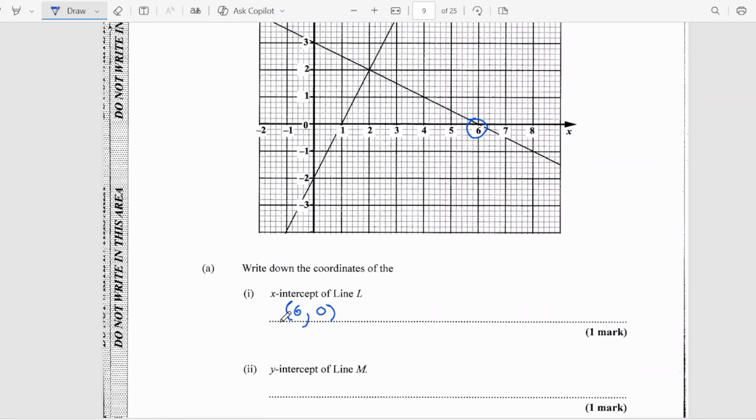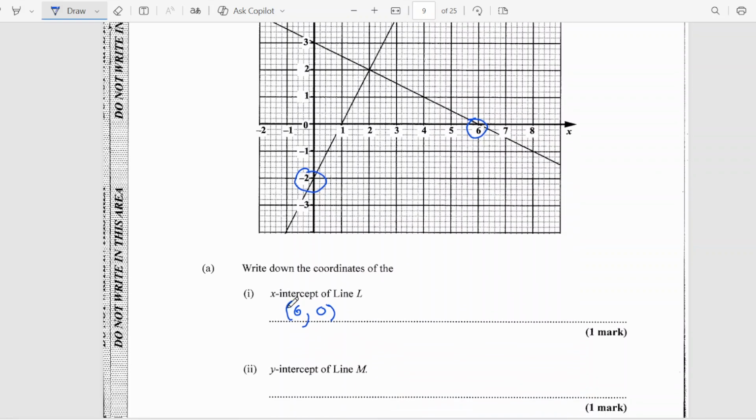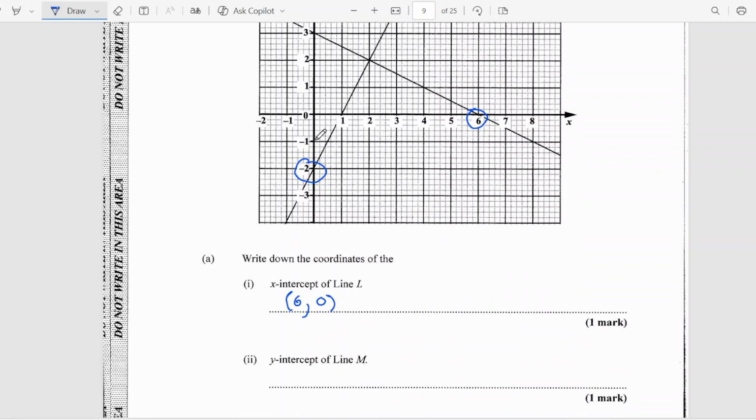Then we want the y-intercept of line M. The y-intercept is where line M intercepts the y-axis. This is your y-axis, so it intercepts at this point here, right? Your x value here is going to be 0, and your y value is -2, right? Simple, 2 marks.